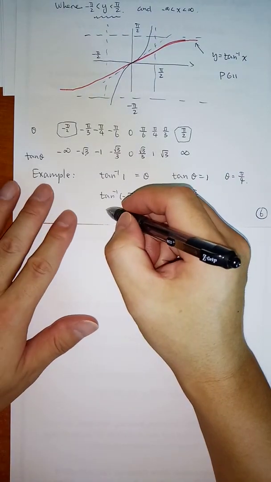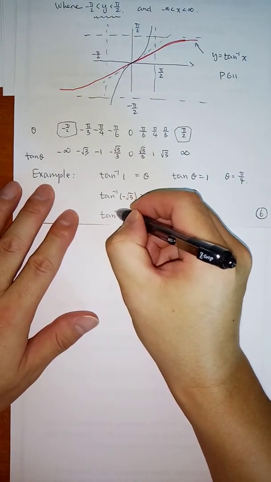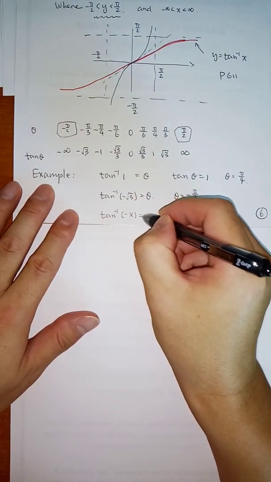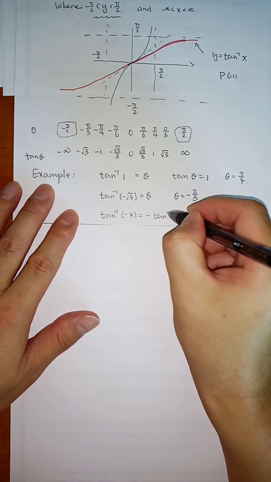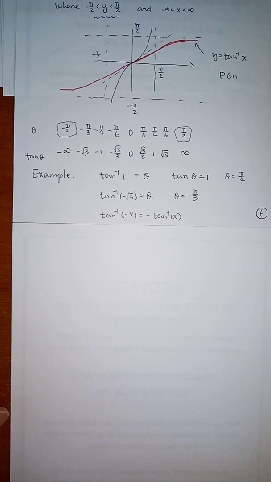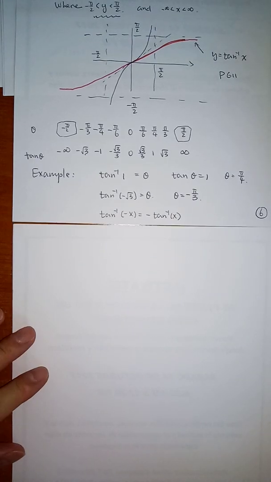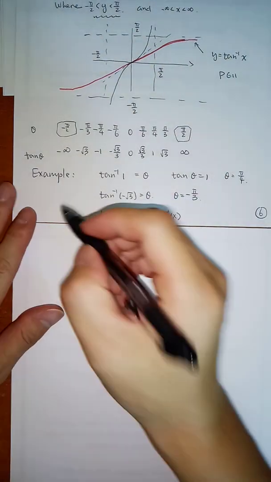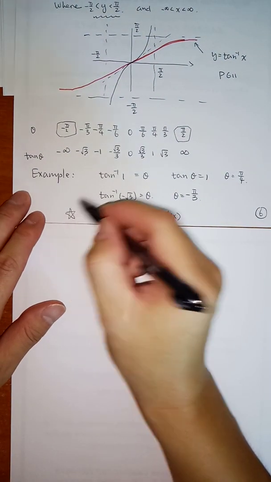And by the way, tangent inverse is an odd function. Sine inverse is an odd function. Cosine inverse is not even, not odd. Okay? So keep this in mind. It's an odd function.